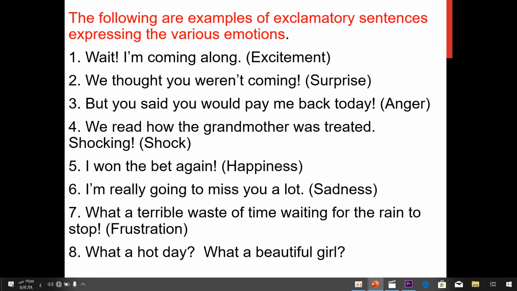So here we have examples. Wait, I'm coming along. Excitement. We thought you weren't coming. Surprise. But you said you would pay me back today. Anger. We read how the grandmother was treated. Shocking. I want a bit again. Happiness. I'm really going to miss you a lot. Sadness. What a terrible waste of time waiting for the rain to stop. What a hot day. What a beautiful gale, etc.